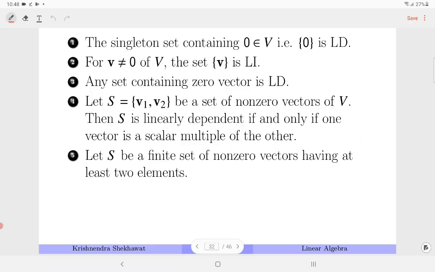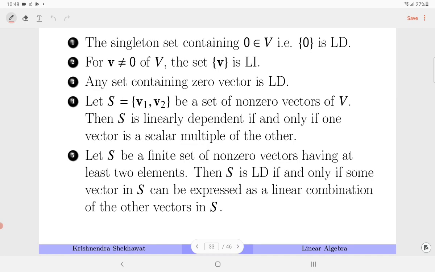And from there, we can conclude that if S is a finite set of non-zero vectors, then S is linearly dependent if and only if some vector in S can be expressed as a linear combination of the other vectors in S. We haven't talked about this concept of linear combination yet, but it means that if you can write, let's say, v3 as k1 v1 plus k2 v2, then we can say that the set {v1, v2, v3} is LD.